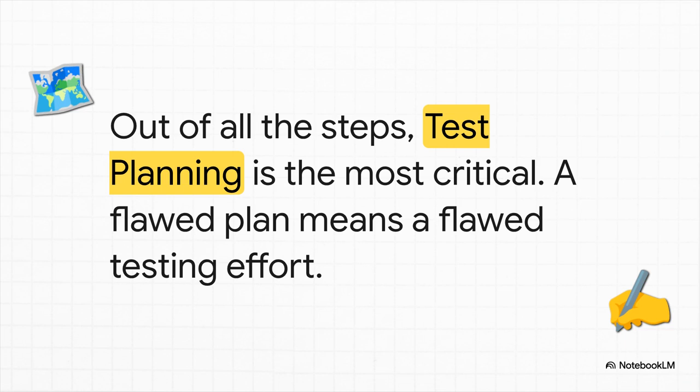Now, out of all those steps we just saw, you could argue that test planning is the most critical one. Why? Because a mistake you find here on paper costs practically nothing to fix. But a mistake found after the app is out in the wild, that can cost a fortune. This phase is the battle plan, and absolutely everything that comes after depends on it.